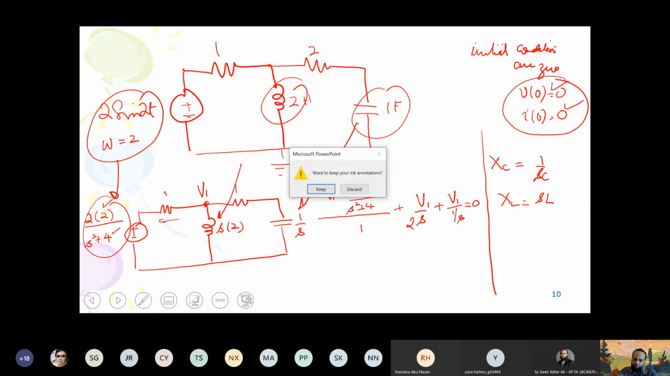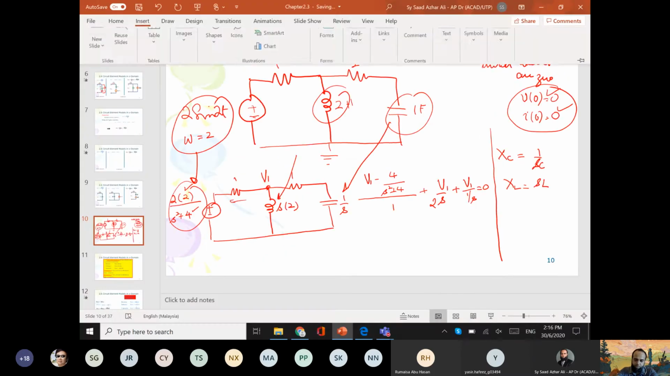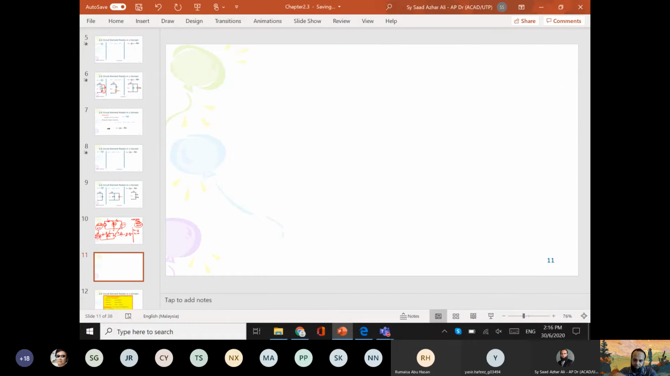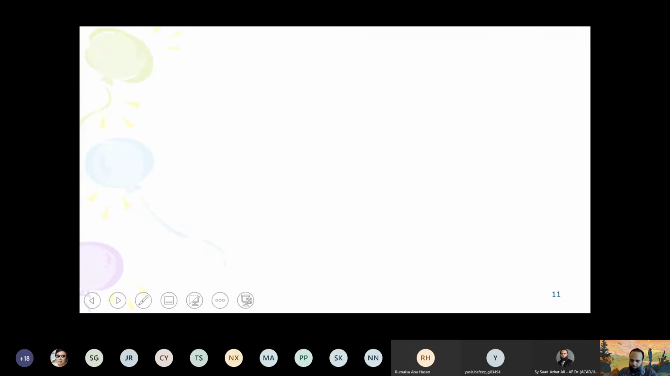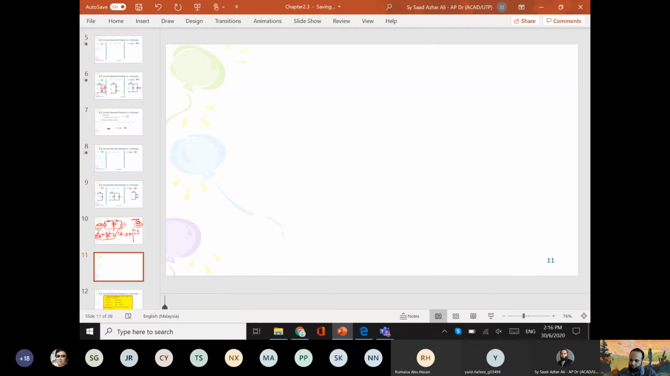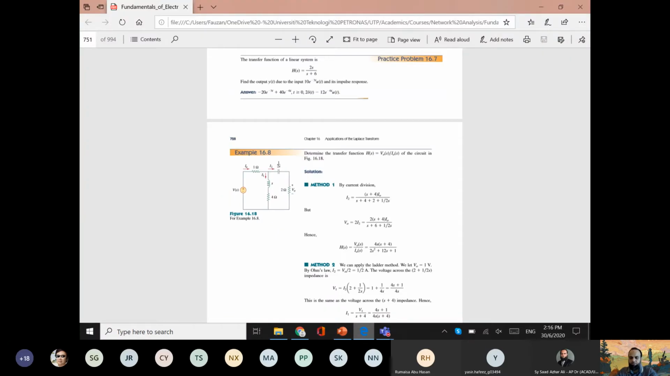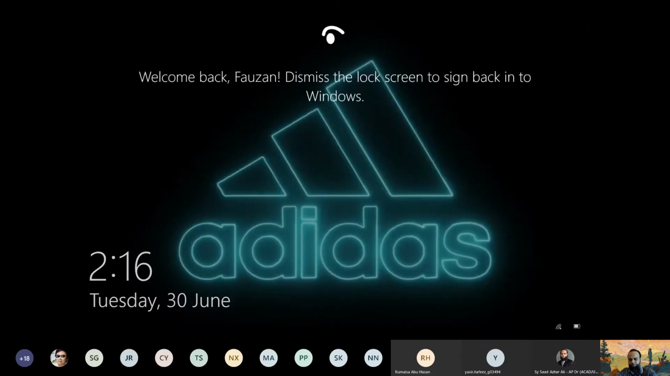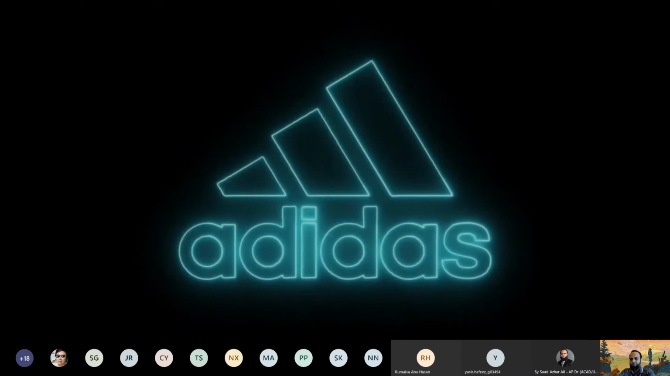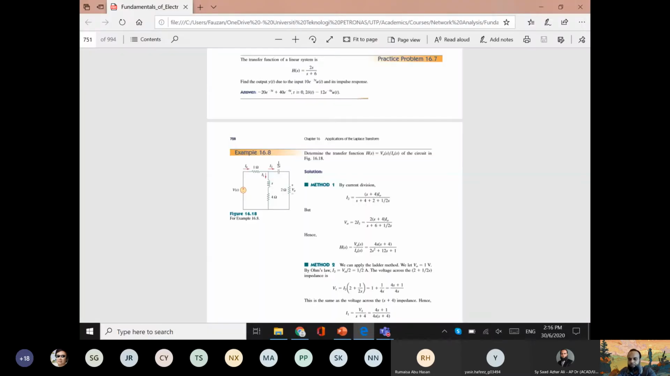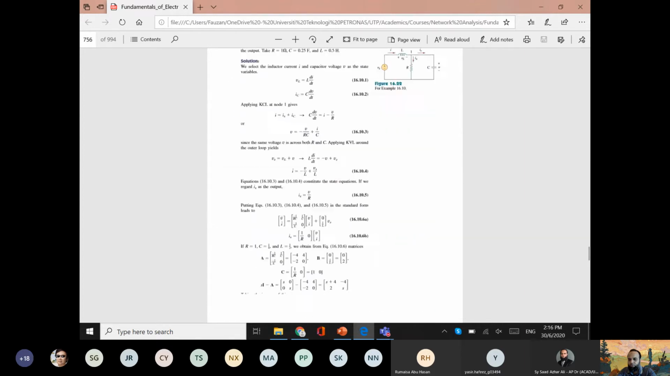Right. Let me add another slide. All right. So I'm opening chapter 16. Yep. Chapter 16 is the applications of the Laplace transform. So let me just go to the problems.